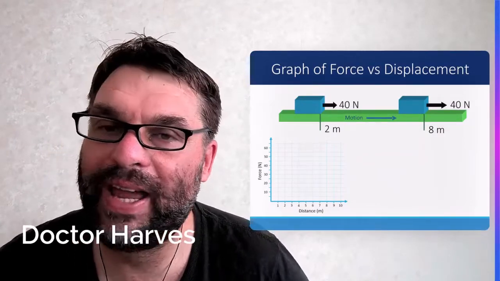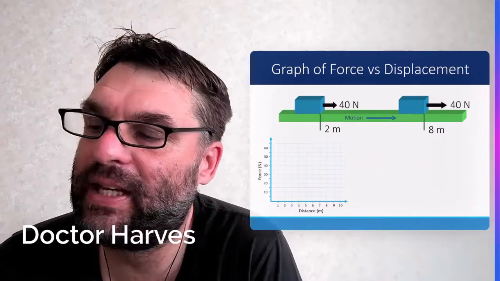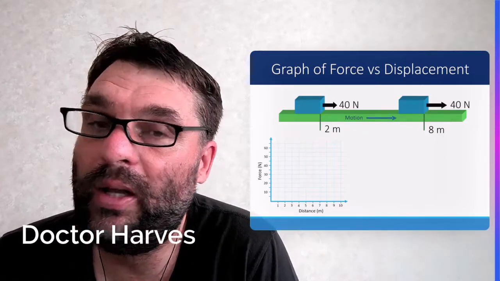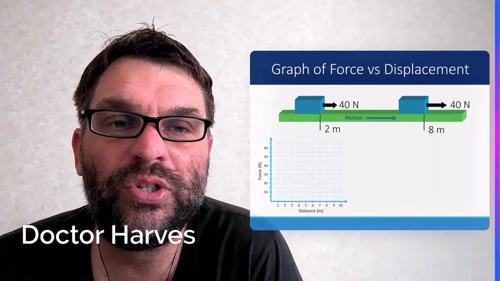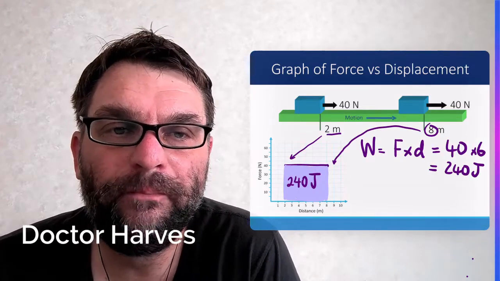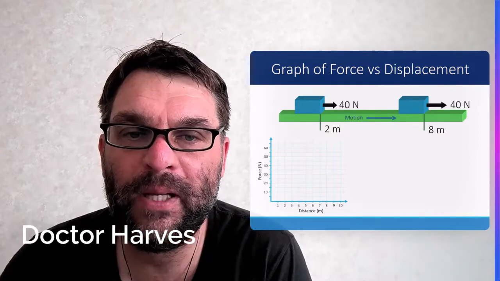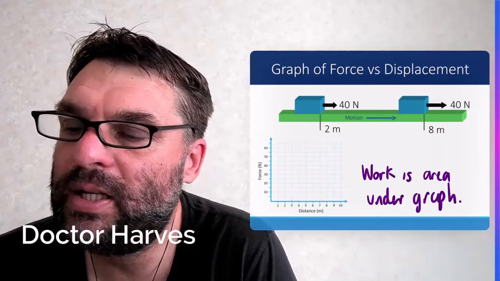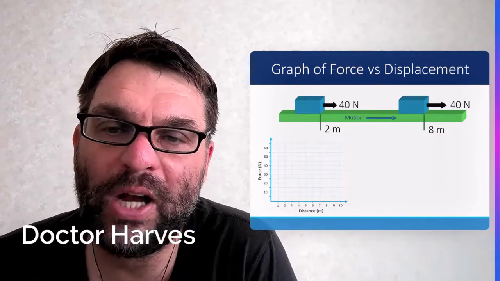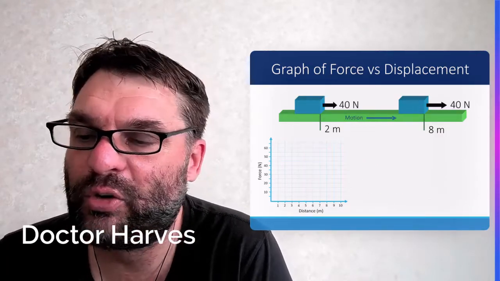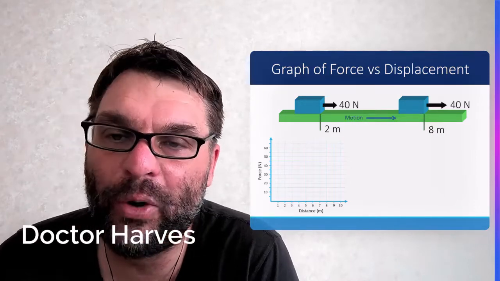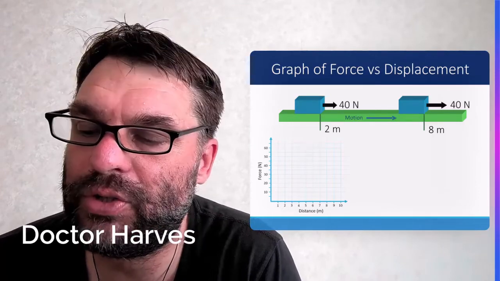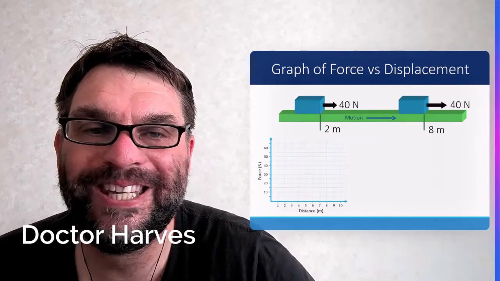So in terms of a graph of force against displacement, you will see that in this particular example, you've got a 40 newtons force moving from 2 meters to 8 meters, so a displacement of 6 meters. The work equals force times distance, so that's 40 times 6, or 240 joules. If you look at the graph, the work therefore will be the area underneath the force versus distance curve, as you see.